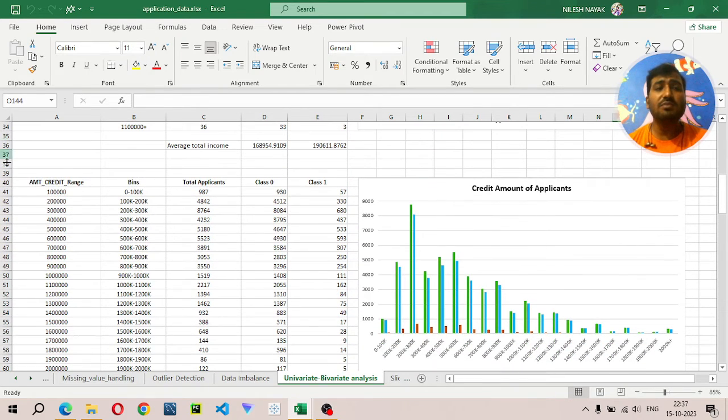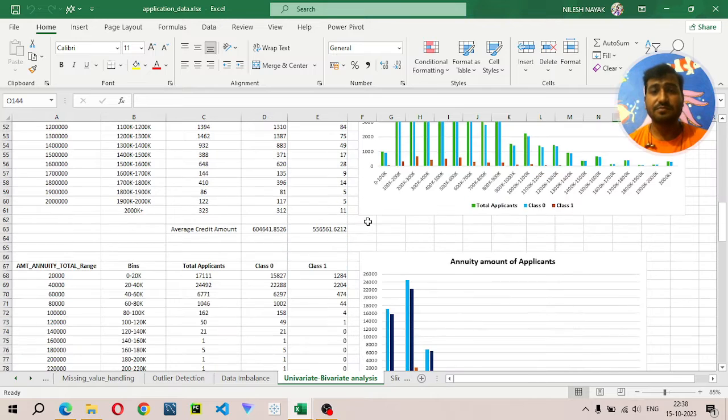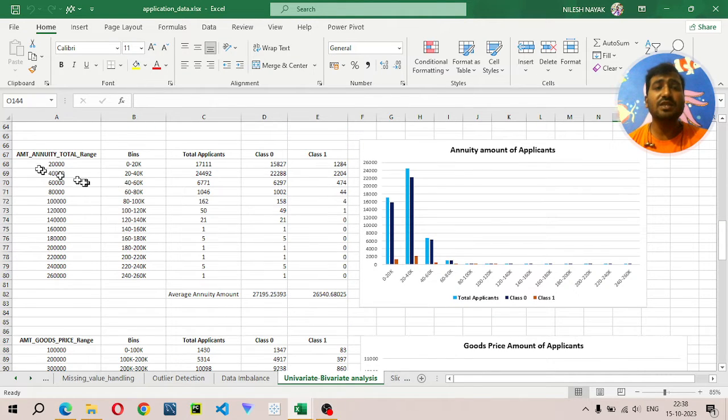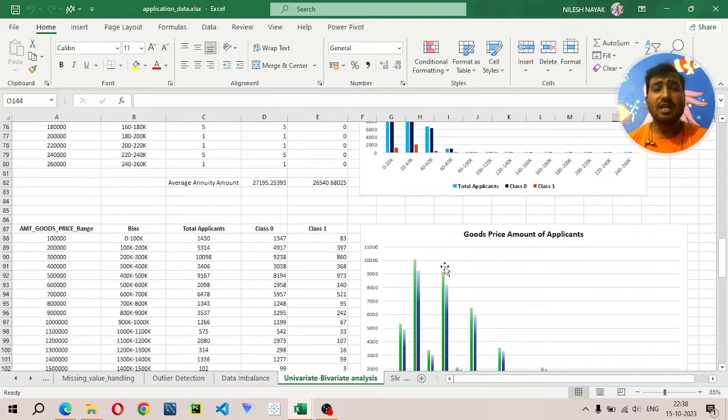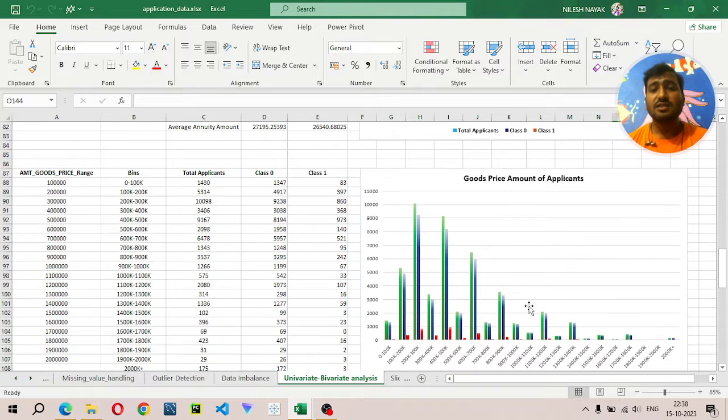Now the same has been performed with amount of credit: range, total, and how many belong to class 0 and how many belong to class 1. Similarly it has been done with amount of annuity: total, range, and amount of goods price range. Charts have been created for the segmented univariate analysis.